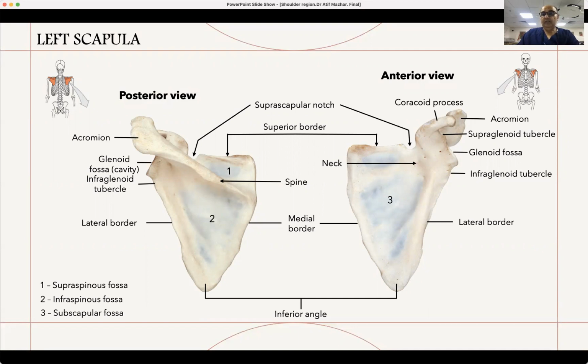Are we good so far? Any question? Now we can see that this was the inferior angle and this is my superior angle.